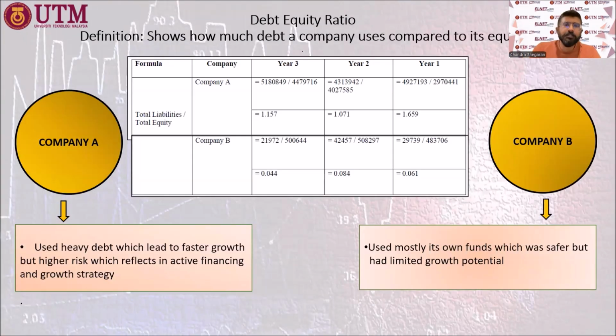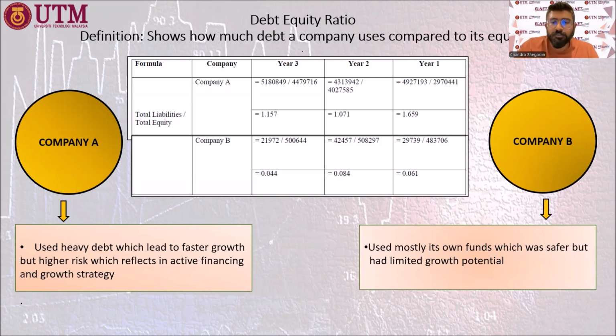Chandra here, presenting now the debt equity ratio. The definition shows how much debt a company uses compared to its equity. Company A used heavy debt, which led to faster growth but higher risk, reflecting an active financing and growth strategy. Company A shows relatively higher debt equity ratios over the 3 years, peaking in year 1 at 1.659, indicating higher reliance on debt financing. Although it decreases in year 2, it rises again slightly in year 3.